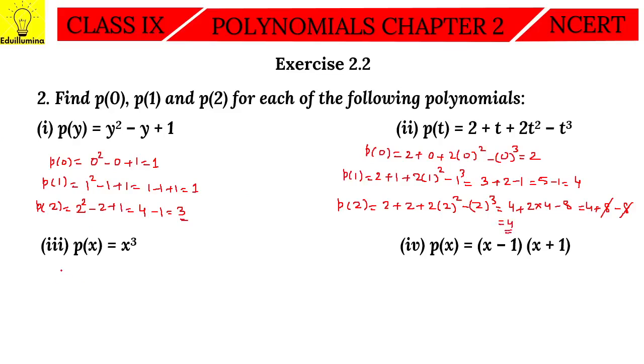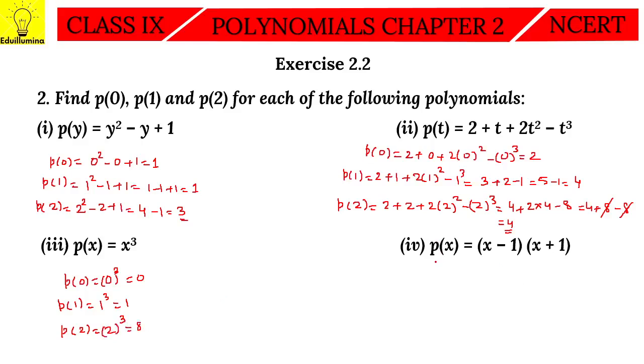And third one is p of x equal to x cube. So first of all p of 0 will be equal to 0 cube and it is equal to 0. Then p of 1, 1 cube, which is equal to 1. Then p of 2. So replacing x with 2, so 2 cube, which is equal to 8.